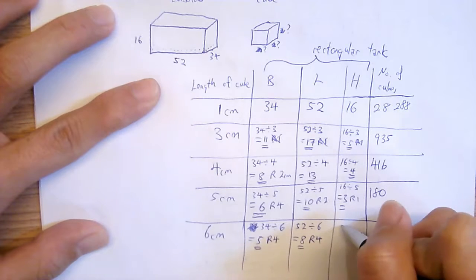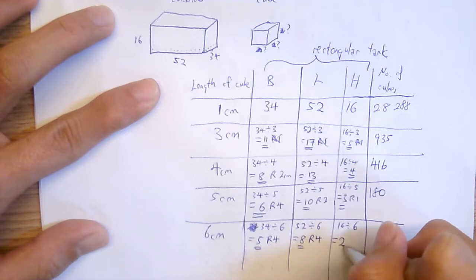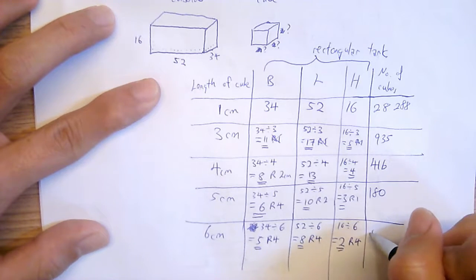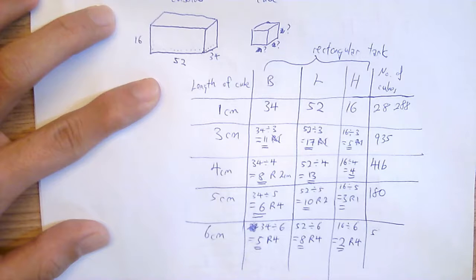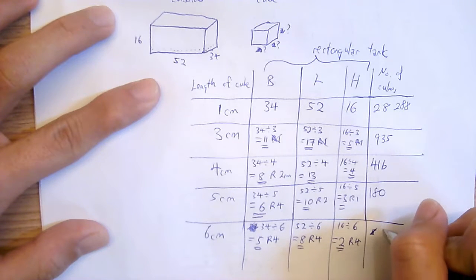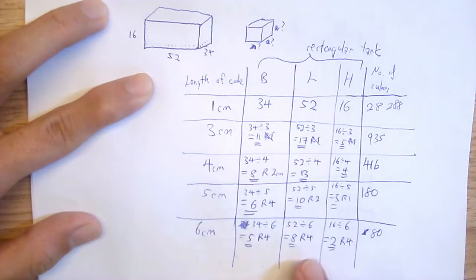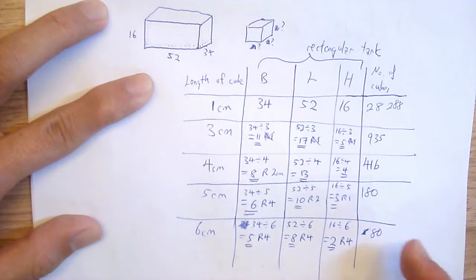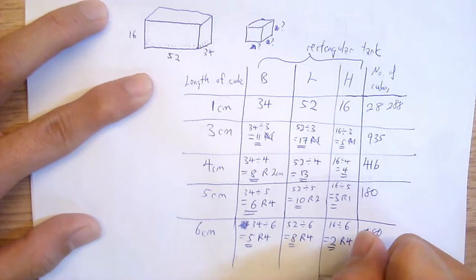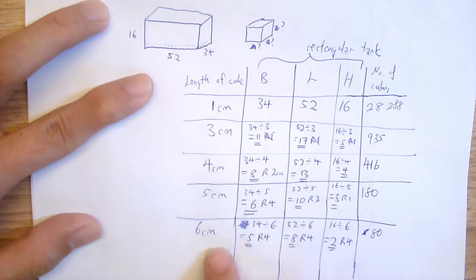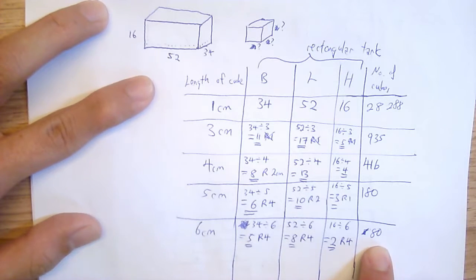Okay, this one will be 16 divided by 6. That will give us 2, remainder 4. Okay, so 5 times 8 times 2. That will give us 80. Okay, 5 times 8 is 40. 40 times 2 will give us 80. So if she uses a 6 cm cube, she managed to put in 80 cubes inside.